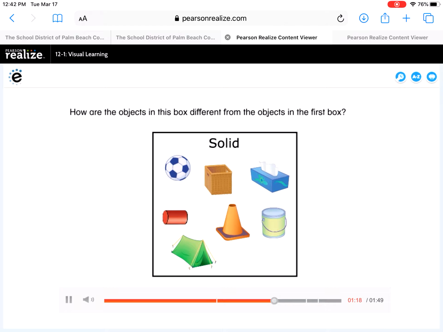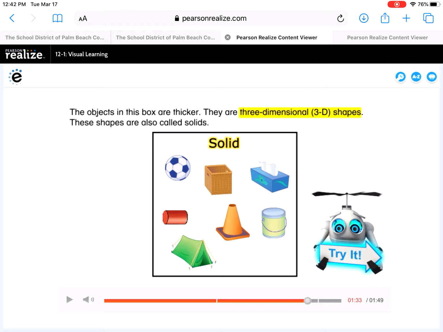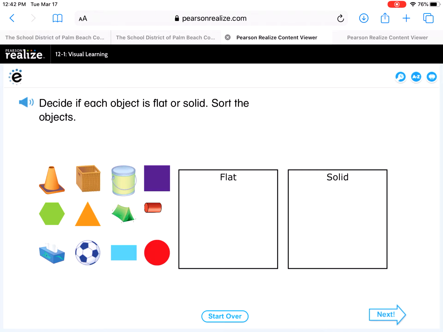How are the objects in this box different from the objects in the first box? The objects in this box are thicker. They are three-dimensional shapes. These shapes are also called solids. So decide if each object is flat or solid. So I'm going to do this, watch at home. So I'm going to sort them out. We're going to sort them out in flat in the first box, and the second box says solid. So I'm going to sort them out, okay?